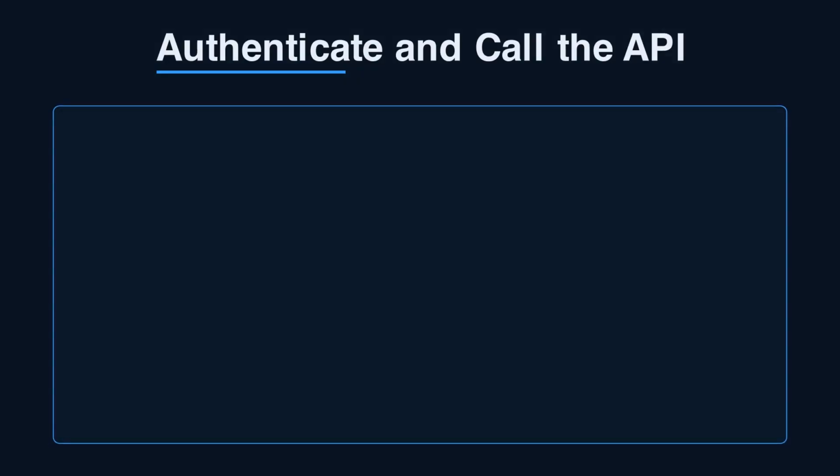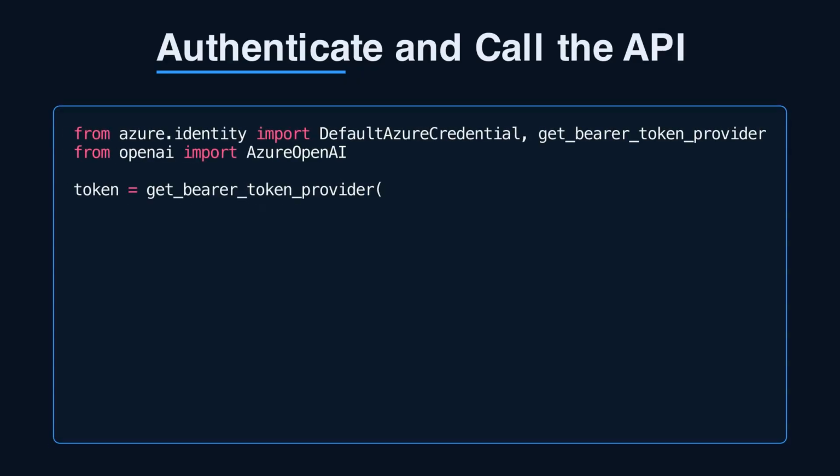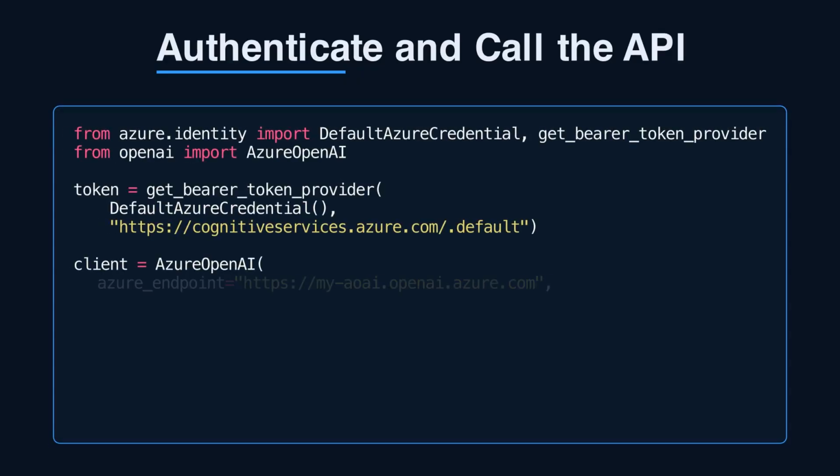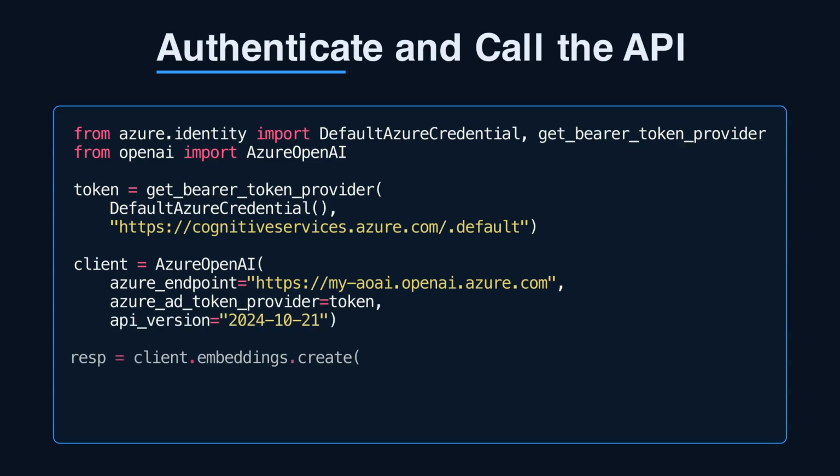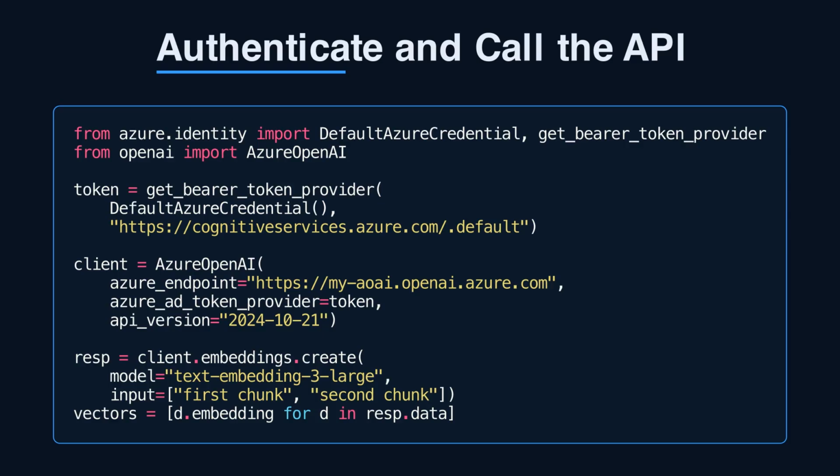Now the code. Skip API keys, use Microsoft Entra ID with DefaultAzureCredential, and grant your identity the Cognitive Services OpenAI User role. The Python client wraps token acquisition for you. You call embeddings.create, passing the deployment name as the model parameter and a list of input strings. The response gives you one vector per input. Notice you can pass a list, that's your batching lever, which we'll use next.